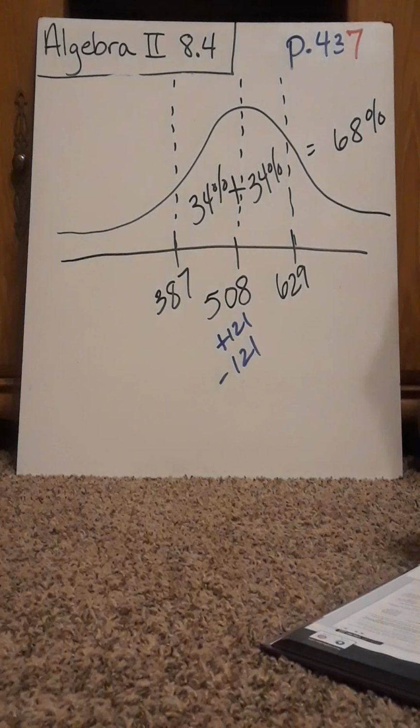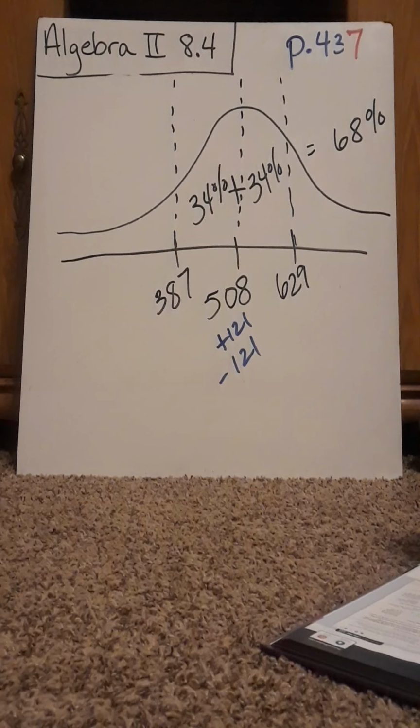Okay? Those are the scores that are within one standard deviation of the mean. So that's going to be 68% of your data. That's part A. Okay, let's go to part B. Part B says what proportion of students receive scores greater than 387?